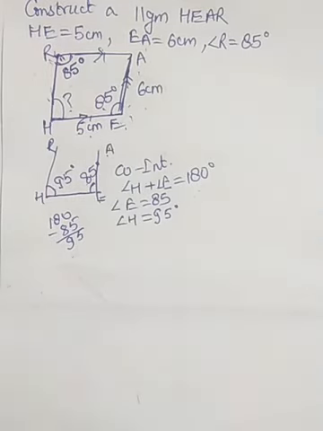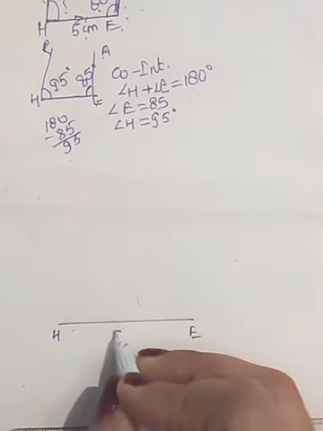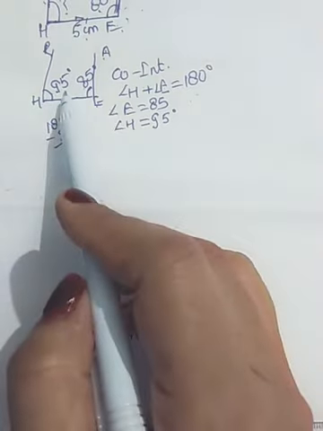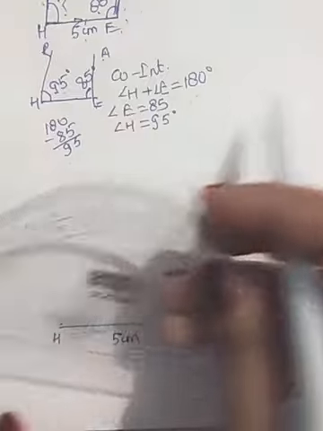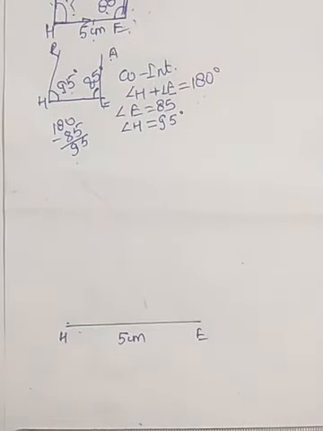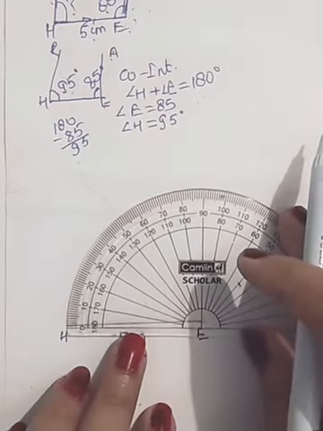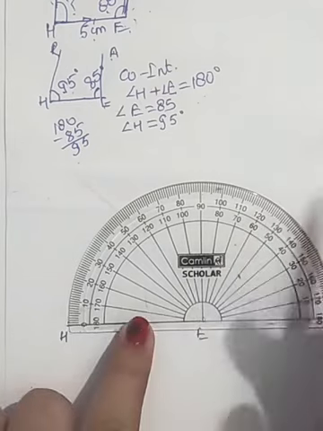So let's start. I have drawn a line HE of 5 centimeters. Angle H is 95, we'll make it with the help of a protractor. Place your protractor and make an angle of 95. Same way, place a protractor at E and make an angle of 85. So first I am going to make 85. I am placing a protractor here.